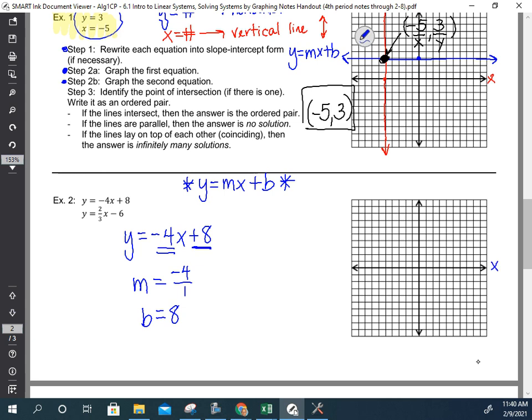So there's your x-axis, there's your y-axis. The y-intercept goes on the graph first. Go to the y-axis: 1, 2, 3, 4, 5, 6, 7, 8. Put a dot on 8. Since your slope is negative 4, that means you're going to go down 4, to the right 1. Down 4, to the right 1.